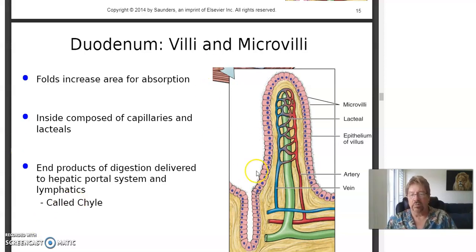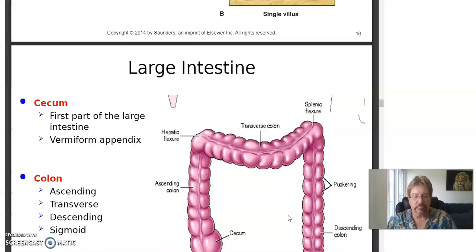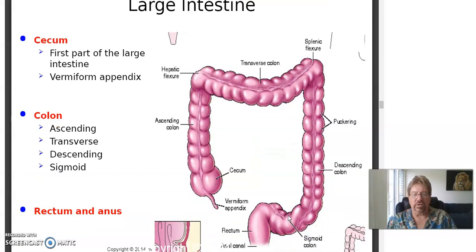What's this do? Provides great surface area for digestion and absorption, both of which primarily occur in the small intestine. Here's the large intestine, or colon. Here's the appendix. The first part of the colon that articulates, that joins onto the ileum of the small intestine is called the cecum.